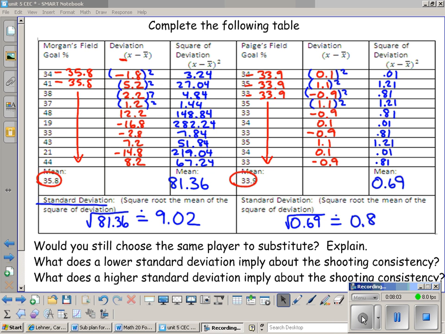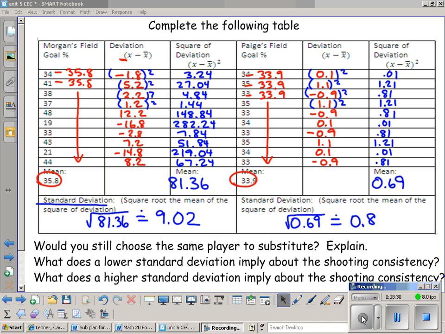If you're looking at it here, although Morgan's mean of her field goal percentage was higher than Paige's, when we look at their standard deviation, Paige actually has a better result. Paige is very close to her mean every time. And if you look at her data, she ranged from 33 to 35. So her percentage is very consistent.